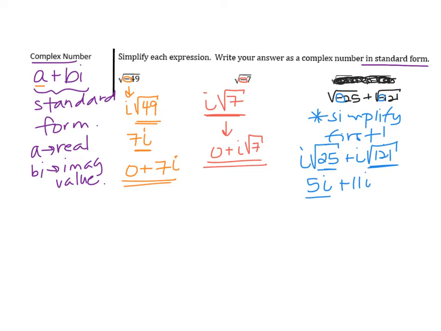So now we have two terms with the same matching variable. They would be considered like terms. 5i plus 11i would simplify to 16i. And then to write it again in standard form, if a term is missing, we put 0 out in front as a placeholder.